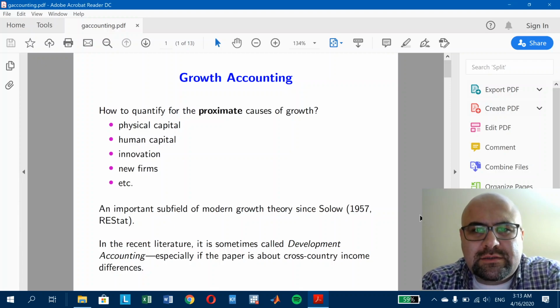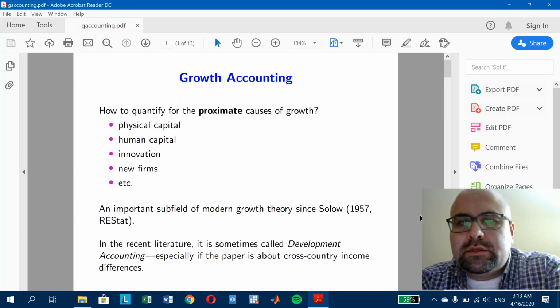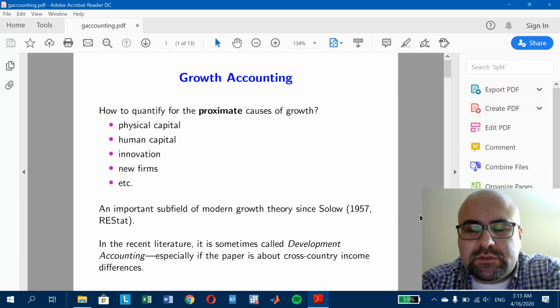There's also Denison, 1961, I guess, for the U.S. economy as well. In some recent literature, similar studies are called development accounting studies as well, especially if the study is focusing on cross-country income differences. So why are some countries poorer and why are some richer? That's an important issue, and what the proximate causes of such differences are is an interesting research avenue.